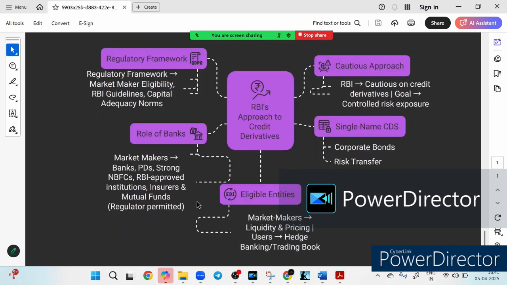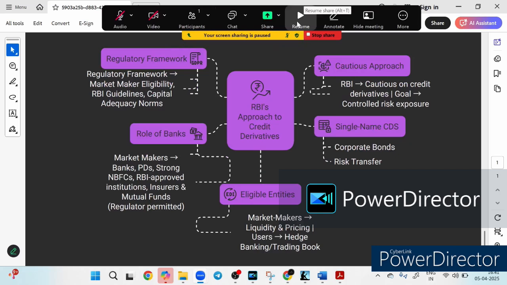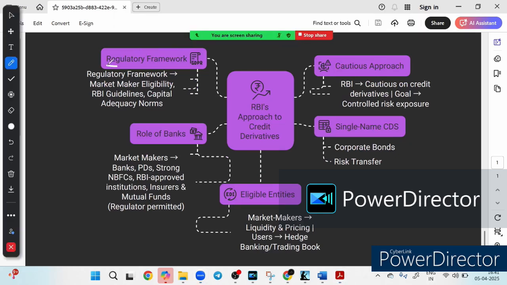The first thing is the regulatory framework. In the left side you will see a regulatory framework. RBI has set strict guidelines to ensure that credit derivatives don't lead to excessive speculation or financial instability, right? So the regulatory framework has been put in place by the RBI.